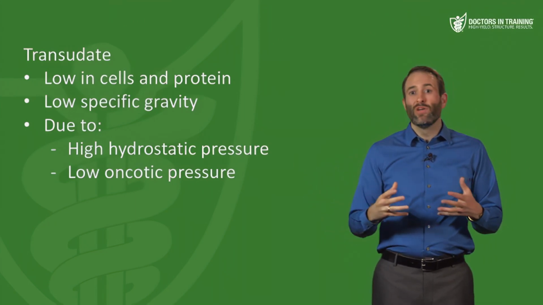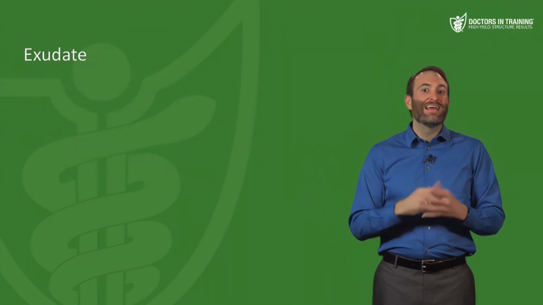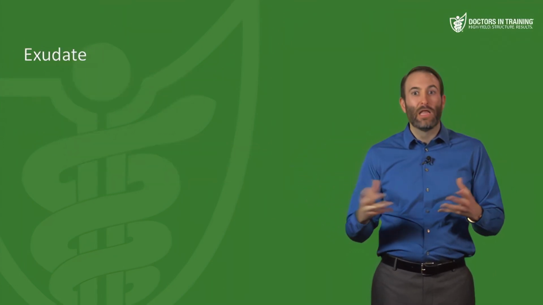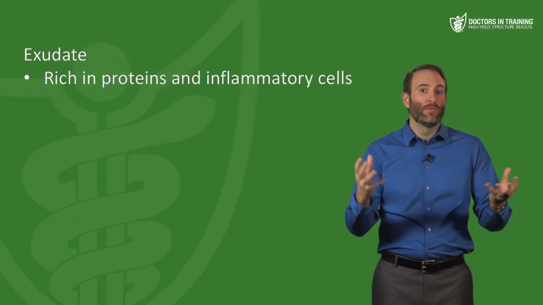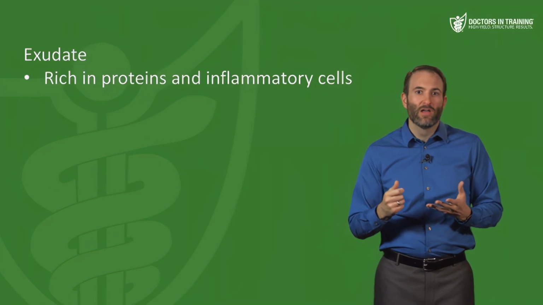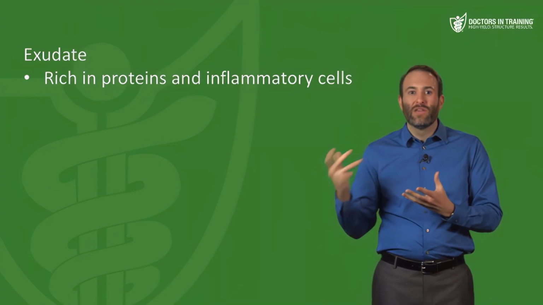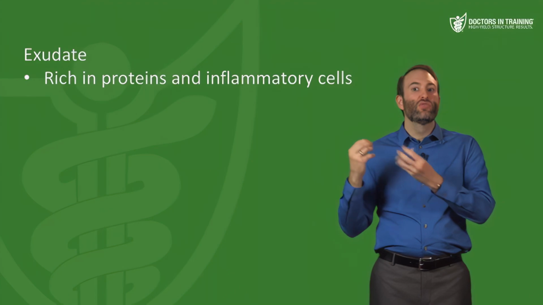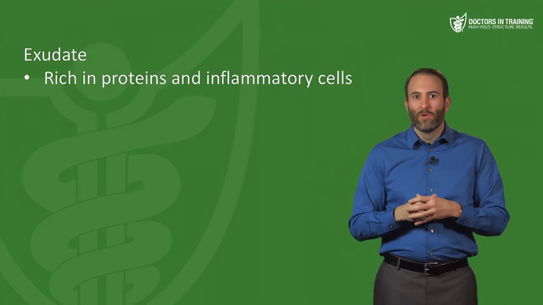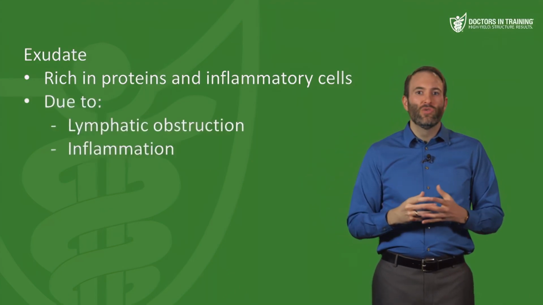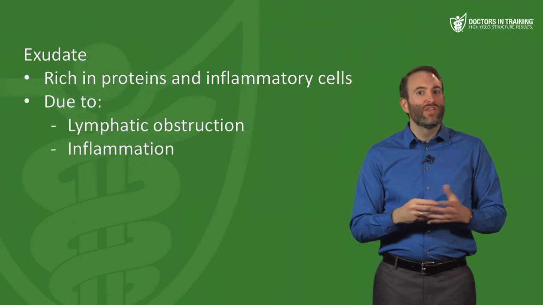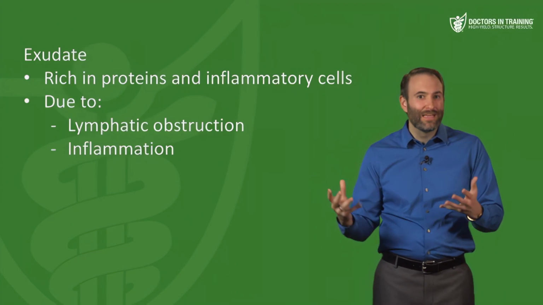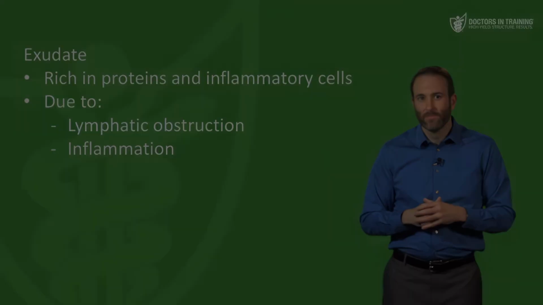So if transudate is watery and doesn't have much stuff in it, then exudate is the opposite. Exudate has a lot of stuff in it, so it's rich in proteins, it's rich in cells, specifically inflammatory cells. Now, one student sent in a mnemonic that the EX in exudate can remind you that exudate has extra stuff in it. So maybe that can help you remember it. Now, exudate can form due to lymphatic obstruction, also inflammation that we talked about so far. And we'll talk about transudates and exudates again when we get to ascites and cirrhosis in the GI section. Okay, so that's it for acute inflammation.